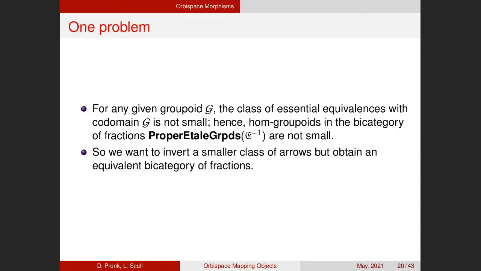So there's only one problem. If I have a particular groupoid G, there is more than a set worth of essential equivalences with codomain G, which means that the home groupoids in the bicategory of fractions would not be small. And so we don't want that. We're going to have to look for a smaller class of arrows so that we end up with sets over any given groupoid, and so that the bicategory of fractions is still equivalent.